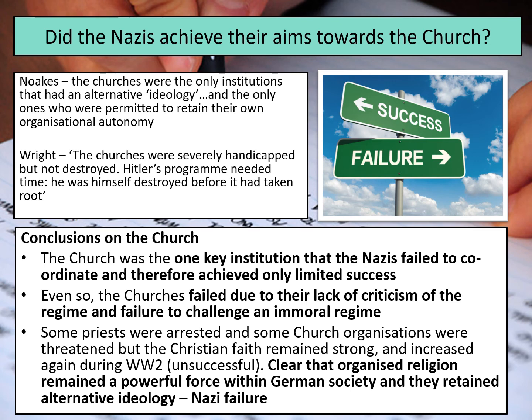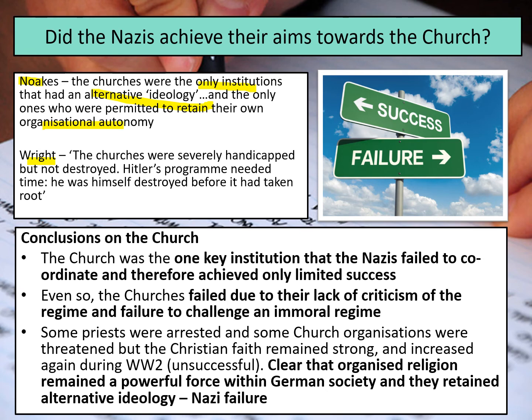Now, in terms of what we've got on here, to start off, we've got some historians' views, which you can use in your answers from Noakes and Wright. Noakes talked about the churches being the only institutions that had an alternative ideology and the only ones who were permitted to retain their own organisational autonomy. So he's suggesting that the Nazis failed to completely achieve their aims to do with the church.